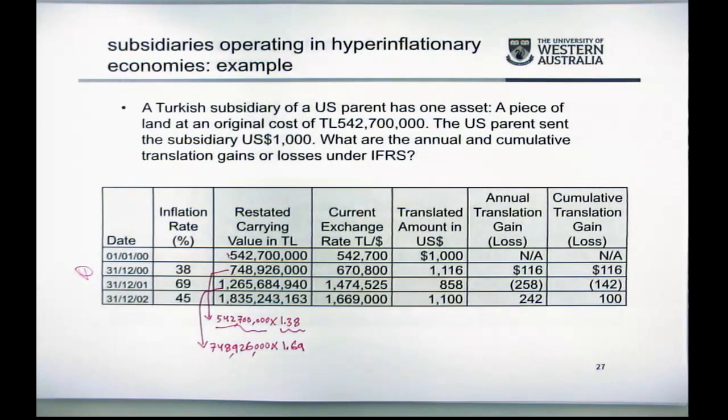Make sense? So every year the value of the land is adjusted as follows: the beginning value, or the value at the end of the former year, times 1 plus the inflation rate for that year. Okay?